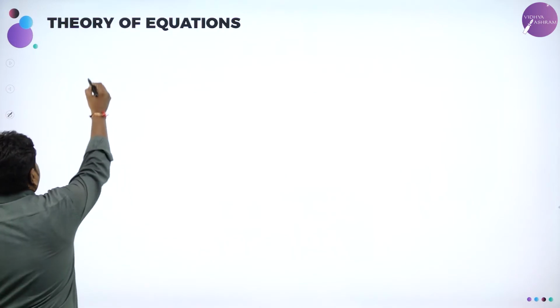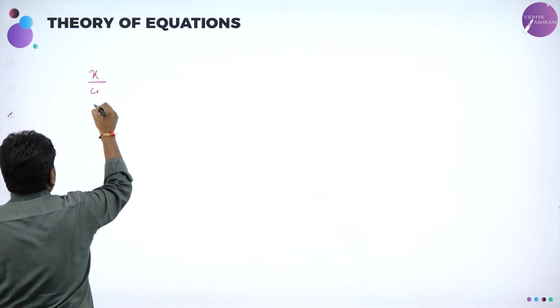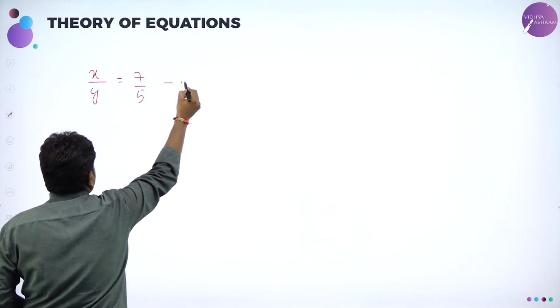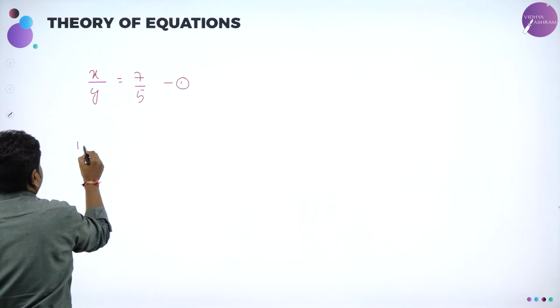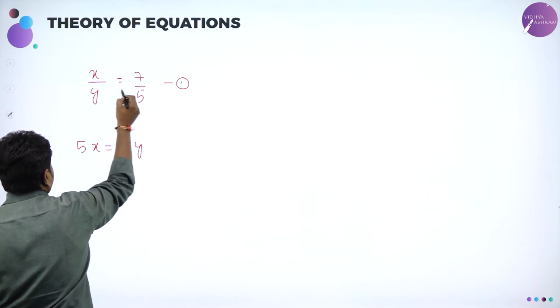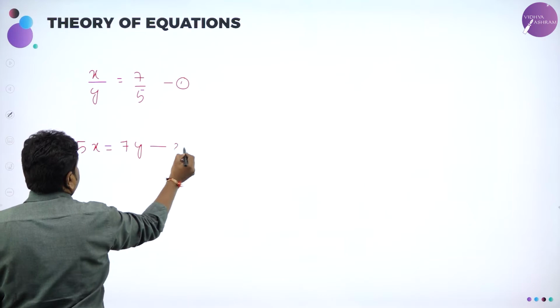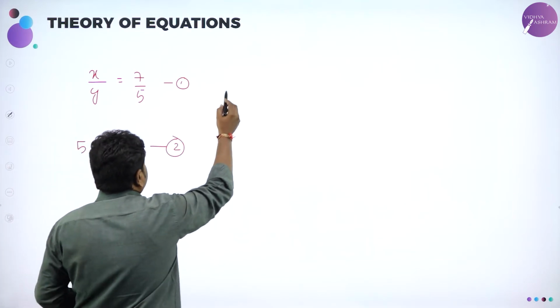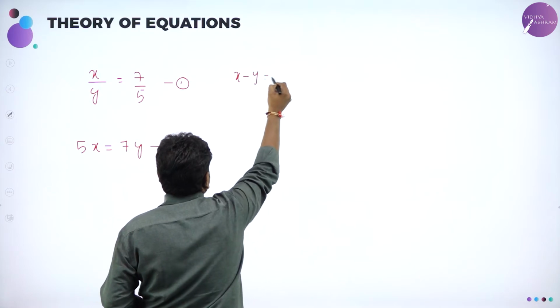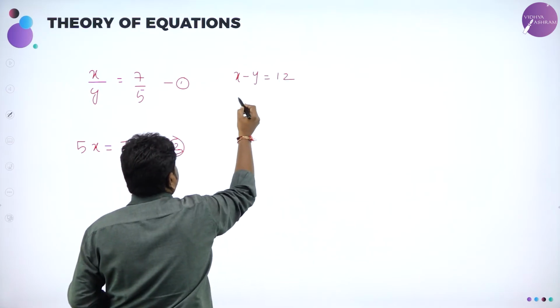So now, dear students, we have x by y is 7 by 5. This is equation 1 that they give. I can rearrange it. If I cross multiply, I'll write 5x is equal to 7y. I call this equation 2. And the second equation they give is the difference, x minus y is 12, which I call 3. So I'll rearrange it.